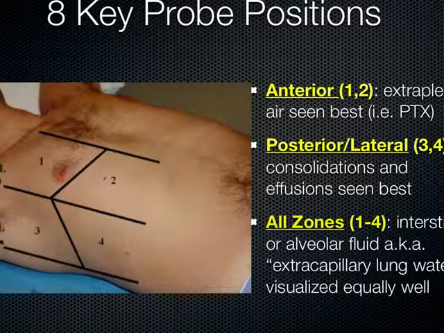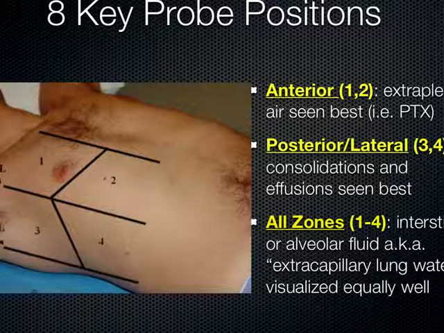It's important to scan all 8 lung zones to evaluate for a complete chest exam. We have 2 anterior lung zones on the right and left, 2 posterolateral lung zones on the right and left. All zones should be equally evaluated, and it doesn't take but a few seconds each.